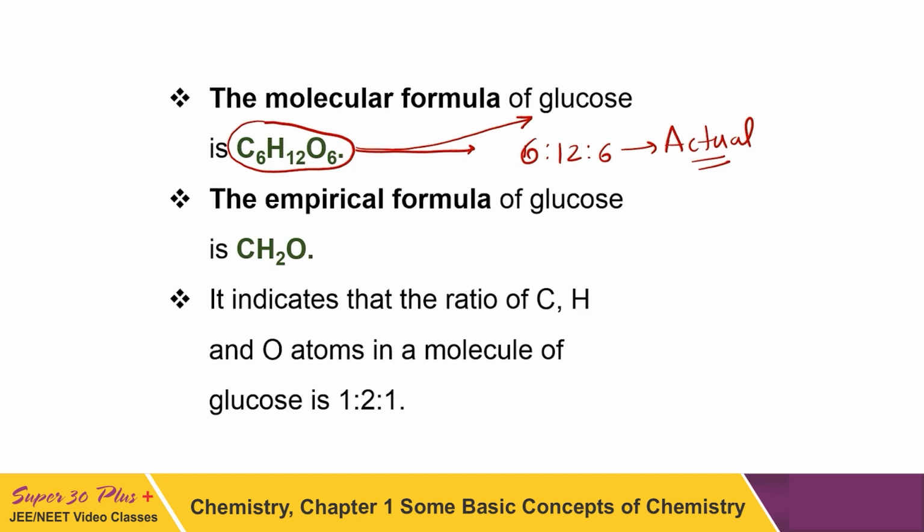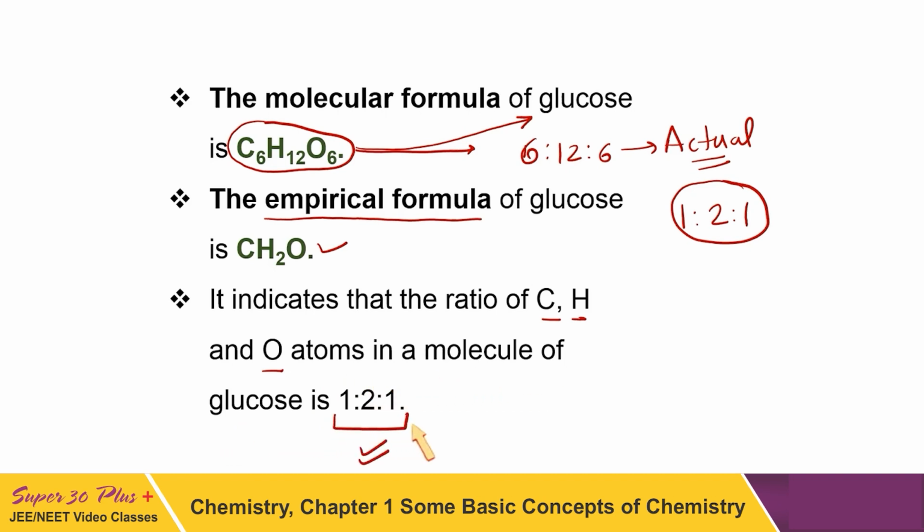And what is the simple ratio? If you take the simple value of 6:12:6, it will come to 1:2:1. So this is the empirical formula, the simplest possible ratio. C1H2O1. This is the empirical formula of glucose, and it indicates that the ratio of carbon, hydrogen, and oxygen atoms in a molecule of glucose is 1:2:1. It is called the empirical formula.